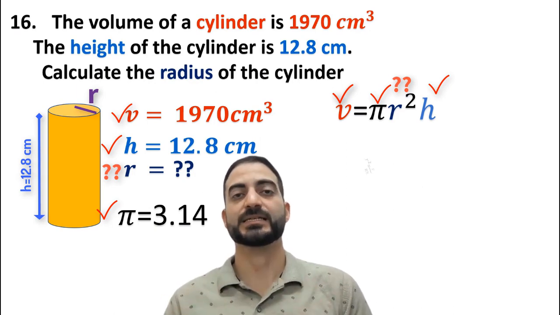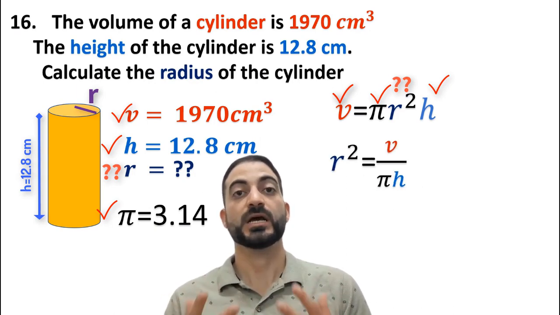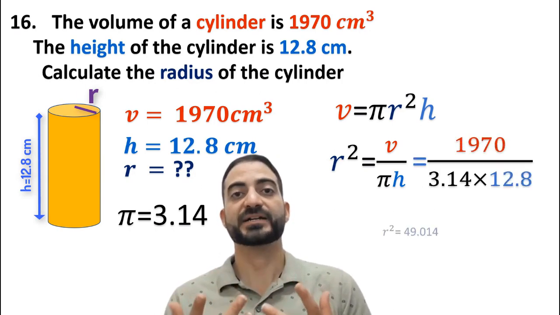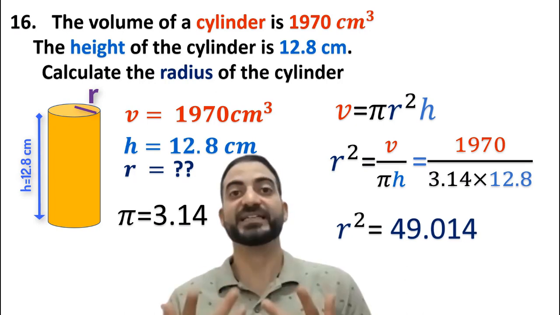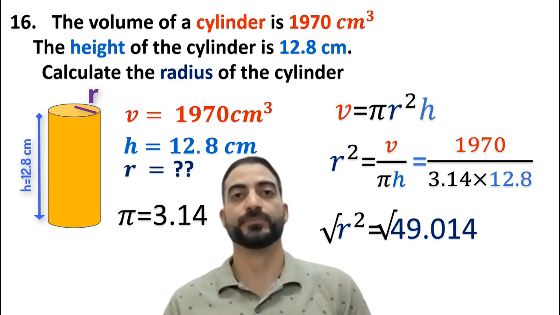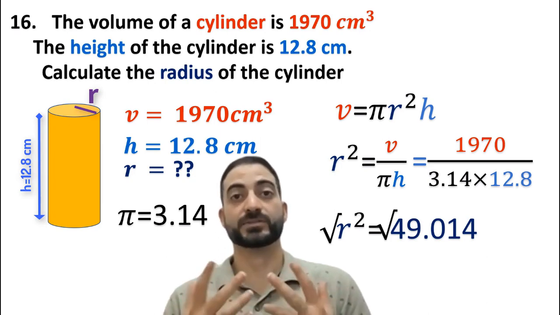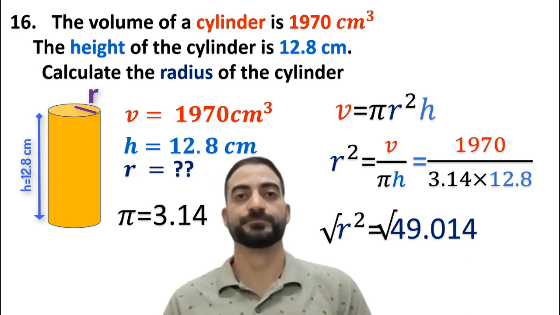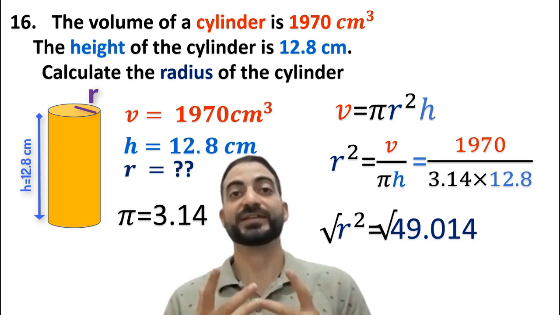With ease, we get the answer for r squared, r to the power 2. But we want r, so we want the radius. So we must get rid of the square. We put a square root on both sides, so the square root and the square get rid of each other. And here we get the radius.